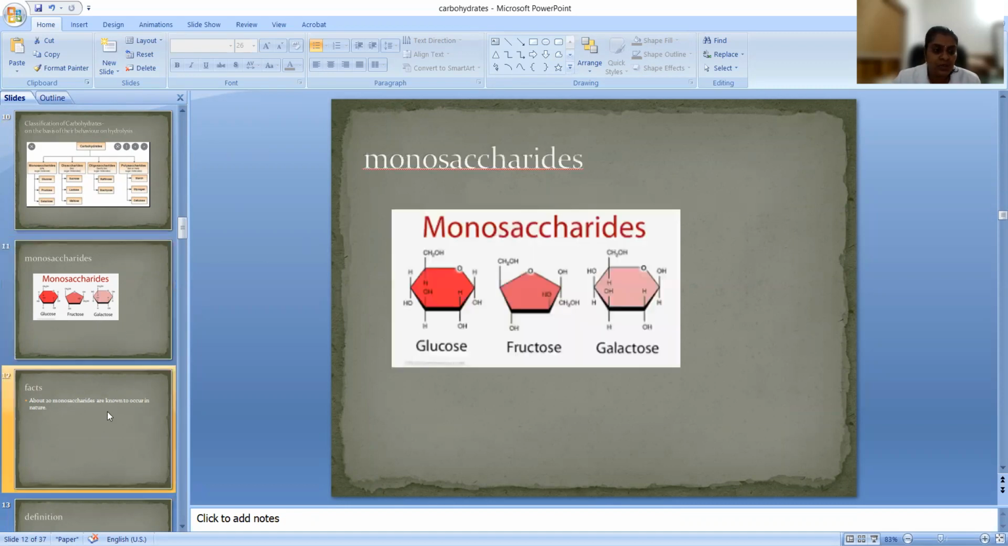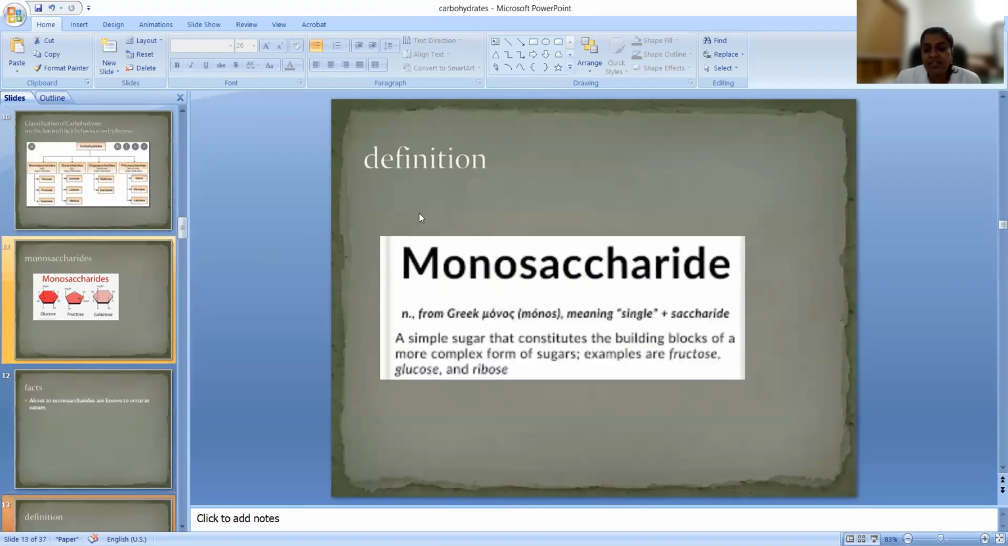Next is the definition of monosaccharide. What is a monosaccharide? It's a simple sugar that constitutes the building block of more complex forms of sugar. So oligosaccharides and polysaccharides are made up of monosaccharides. The monomer, or the simple unit, present in oligosaccharides and polysaccharides is actually monosaccharides.